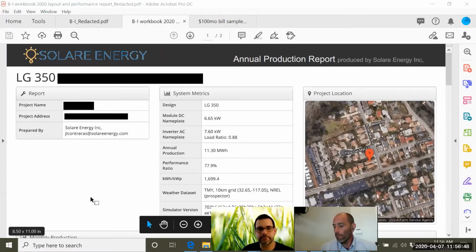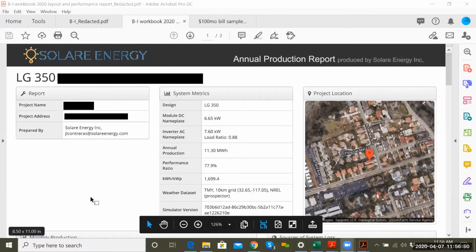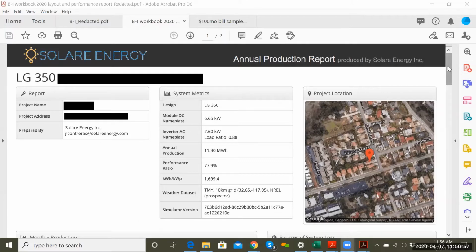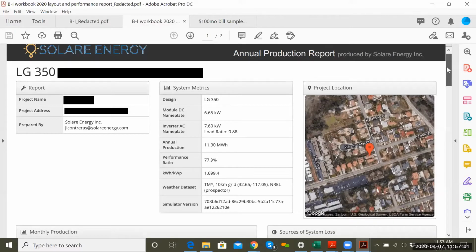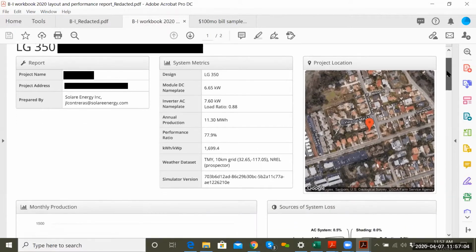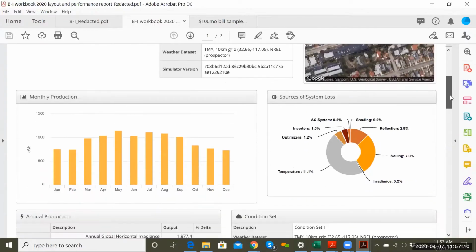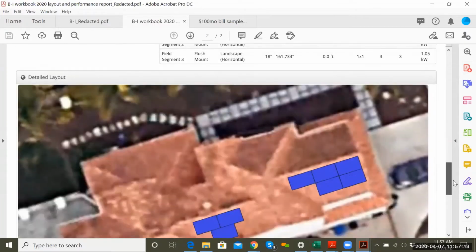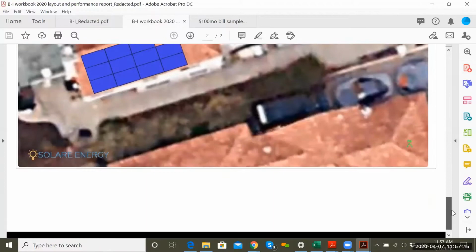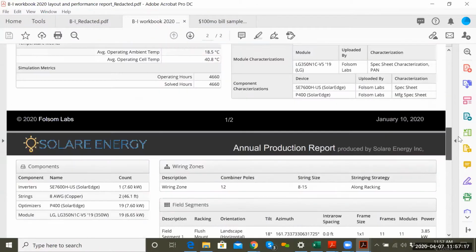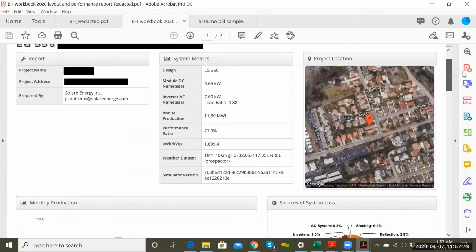So John, perhaps you can tell us a little bit about what we're seeing here in this annual production report, which I know as a solar industry insider is a Helioscope report, which is one of the standard software tools out there to produce this kind of production estimate, as well as design layout. What parts of this presentation are usually most interesting for customers, and what should they be paying attention to?